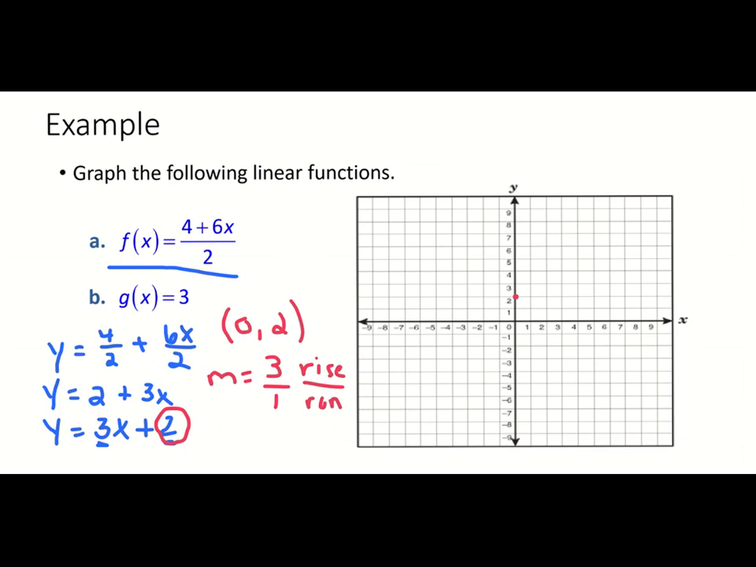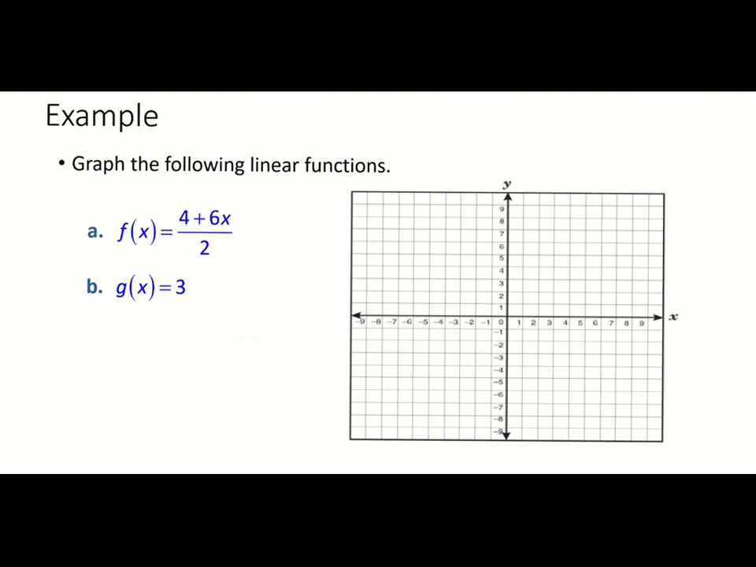So I will go up 3. So 1, 2, 3 over 1. There's my next point. I can put a third point in for insurance purposes. Go up 3. 1, 2, 3 over 1. There's my last point. And then we can draw our line. And again, I don't know why when it goes crooked, it won't go straight. But there is our equation graphed for A.